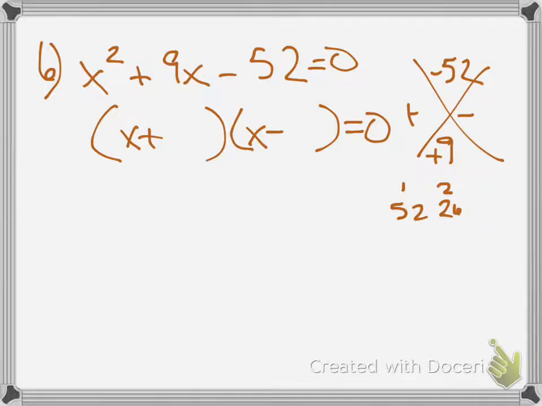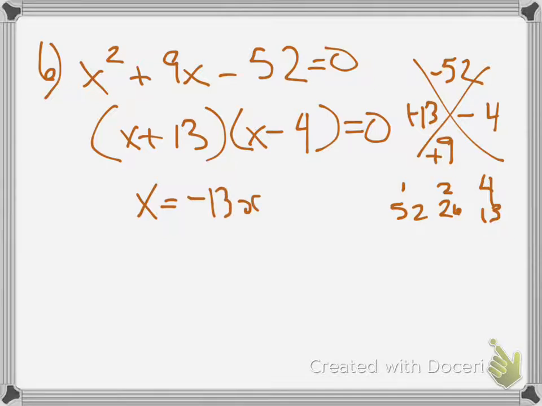Oopsie. Okay, so now let's look at 4 and 13. Good grief, I'm a little tired today. Okay, 13 minus 4 is 9, so it's got to be that one. So 13 here, 4 here, 13 here, 4 here. Got it done. X is equal to negative 13, or X is equal to positive 4.